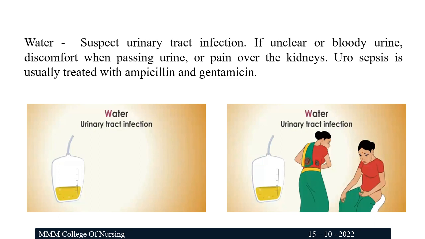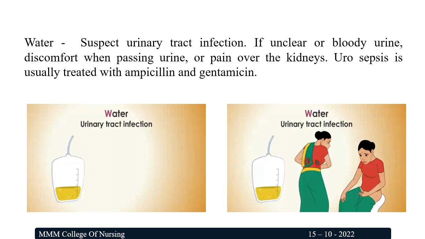Next, W is the water. So we saw about the womb, weaning, and the wind. The fourth one is the water. Suspect urinary tract infection if unclear or bloody urine, discomfort when passing urine, or pain over the kidneys. Urosepsis is usually treated with ampicillin and gentamicin.